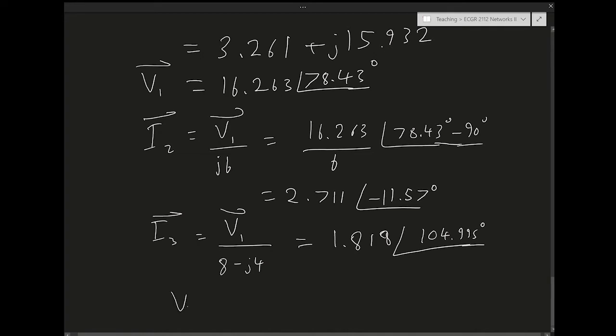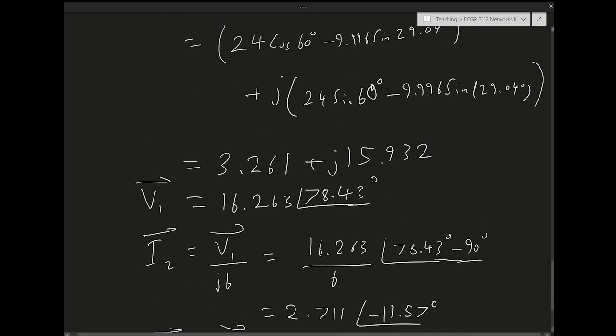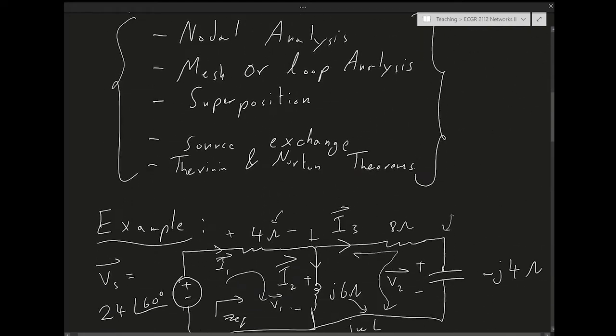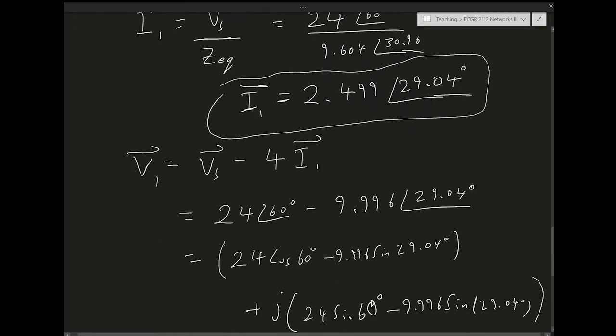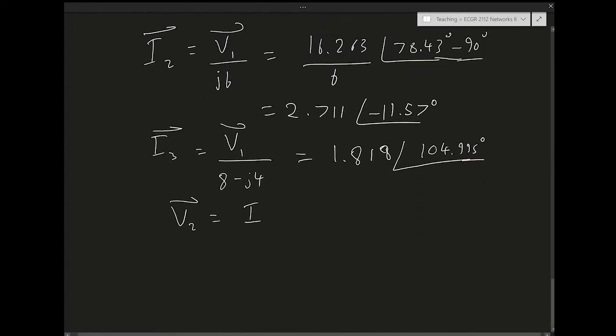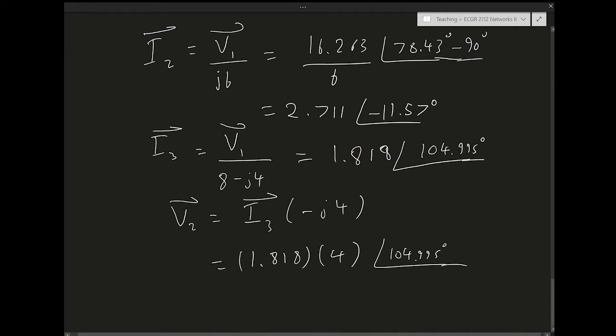Right? So V2 in this case is going to be just Ohm's law. V2 is the voltage across this capacitor. It's going to be I3 that we already calculated times minus J4. So it's going to be 1.818 times 4, and then the angle of I3, 104.995 degrees. What's the angle of minus J?